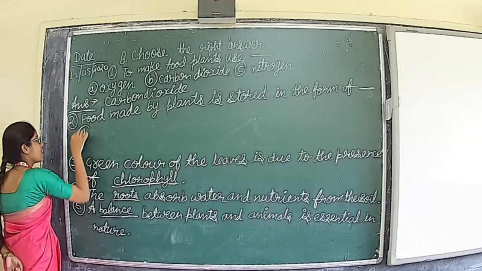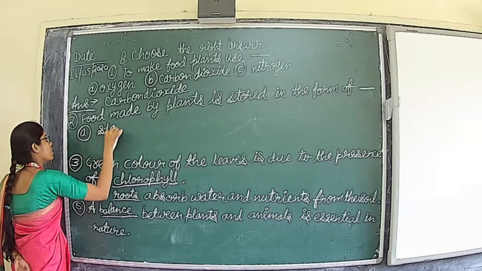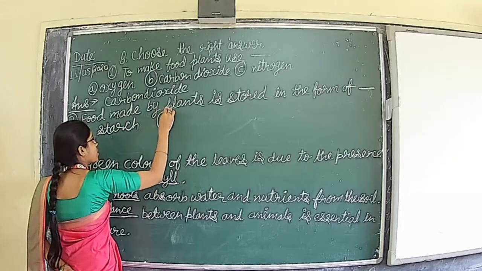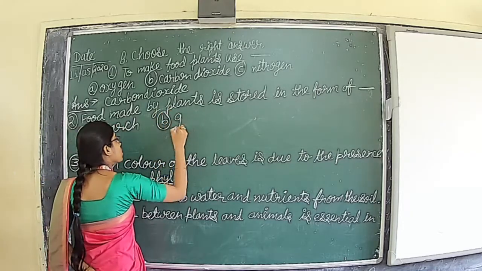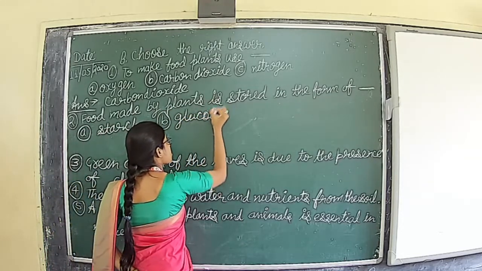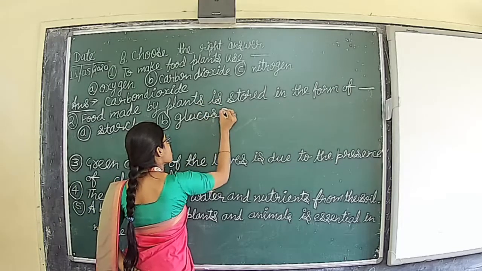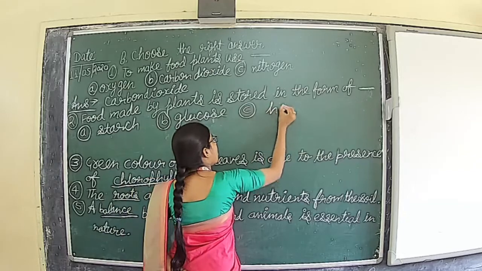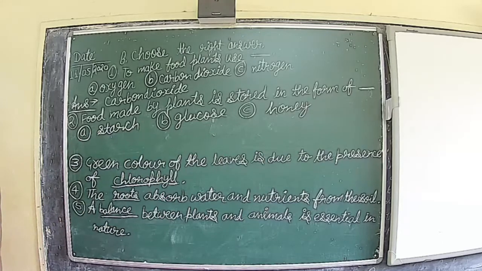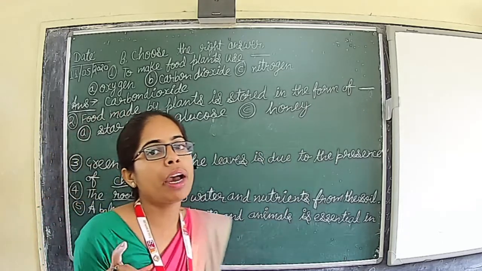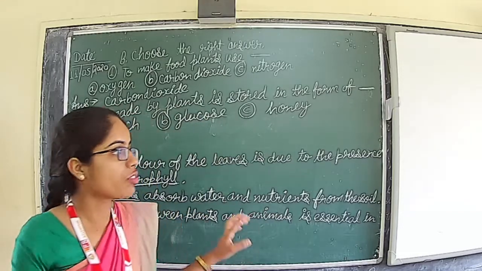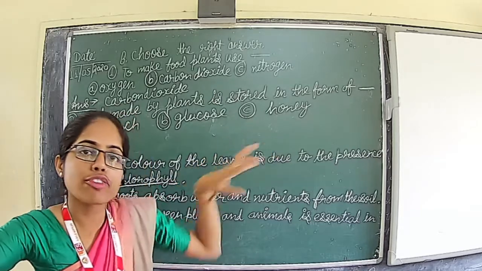First option is starch. Second option is glucose. And third option is honey. Once again I am telling this question. Food made by plants is stored in dash is given in your book. But we are adding three more words here, the form of.